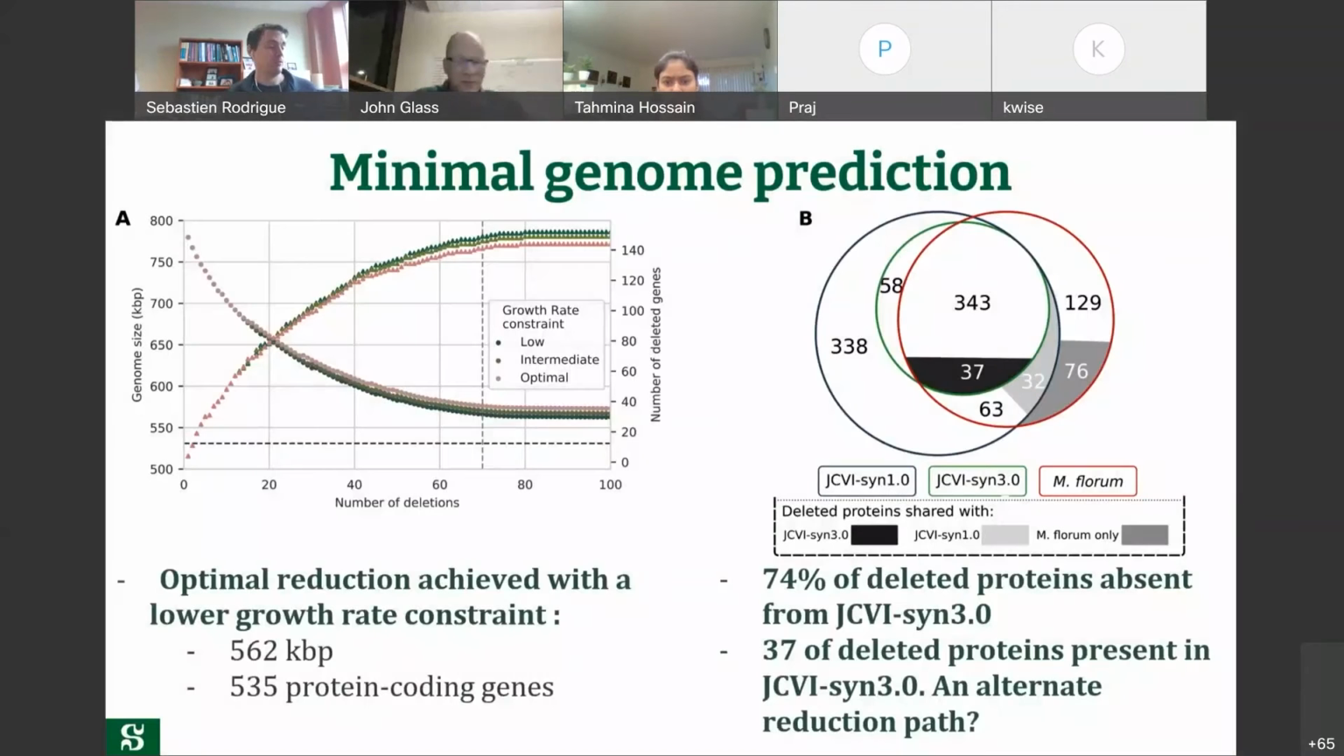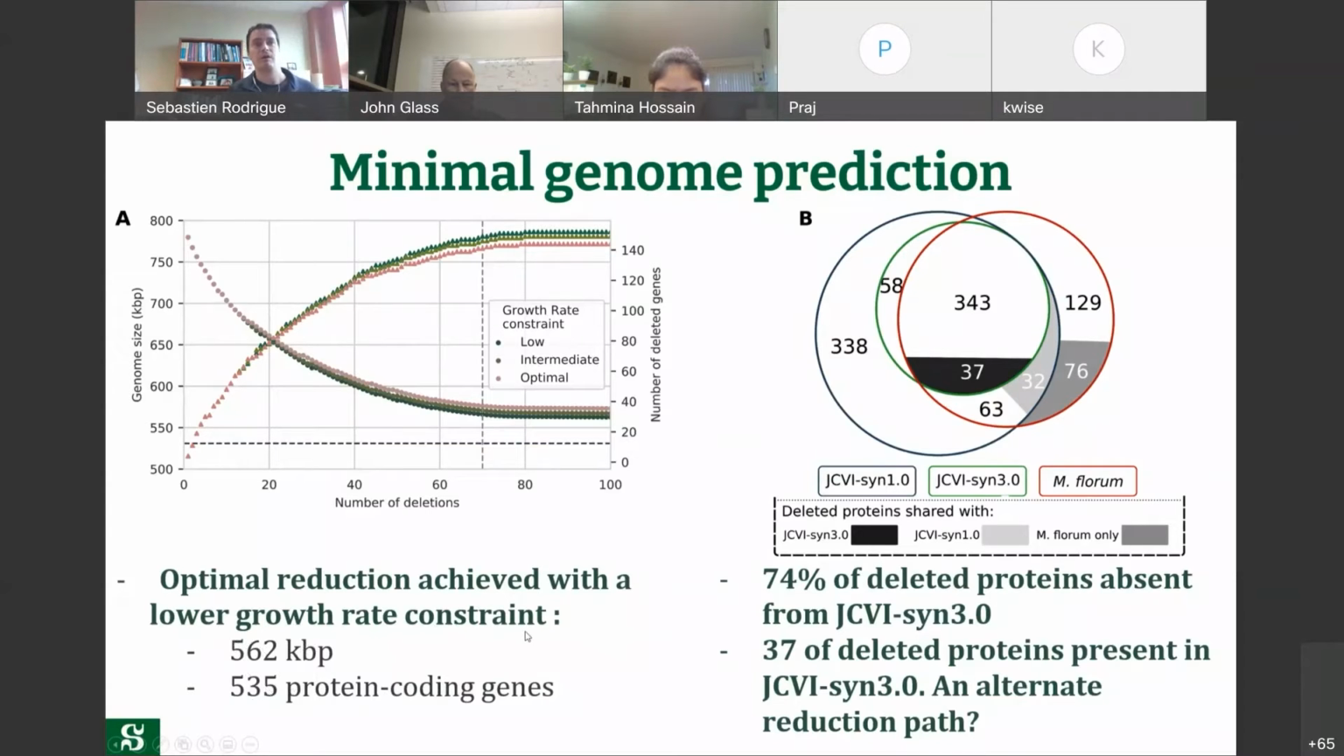And one thing that we also did was to use the MinGenome algorithm. It's a tool that uses transposon mutagenesis plus metabolic models to predict blocks of genes that could be deleted. In this case, we imposed different constraints on the growth rate, trying to keep the cell growing as fast as possible or trying to be more tolerant. So this gave different scenarios that were slightly different. And the genome that we predict would be growing would be 562 kb with 535 protein coding genes.